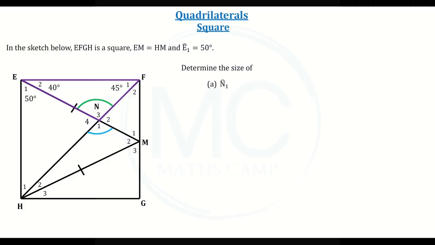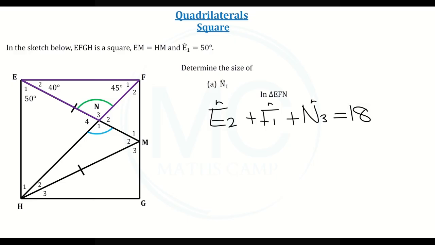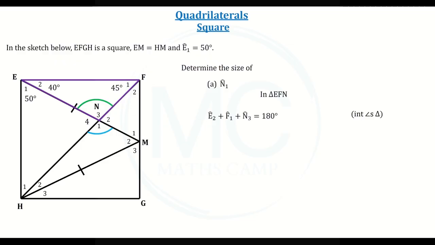Now we have the size of angle E2 and the size of angle F1, and we can use the interior angles of a triangle to find the size of angle N3. So now we can say in triangle EFN, angle E2 plus angle F1 plus angle N3 will give us a total of 180 degrees, because these are the interior angles of a triangle.